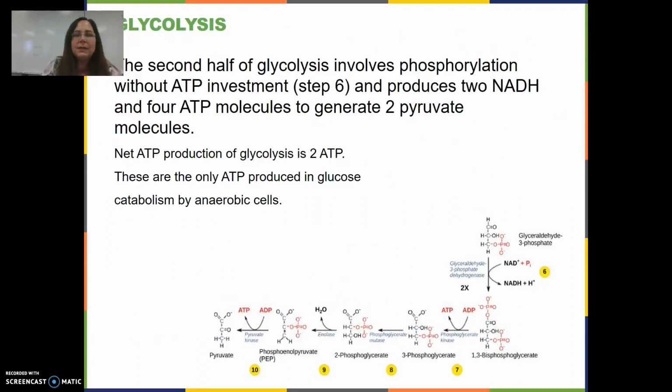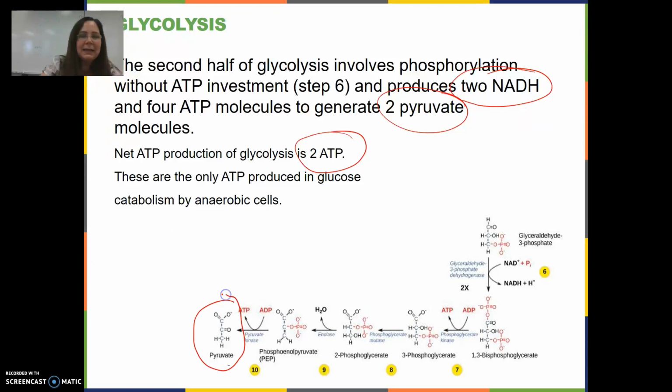And during those chemical reactions, the end result is 2 ATP molecules are produced and 2 NADH molecules are produced and 2 pyruvate molecules are produced. So glucose is broken down into 2 pyruvate molecules, and I will show you that's the very last chemical that's produced.